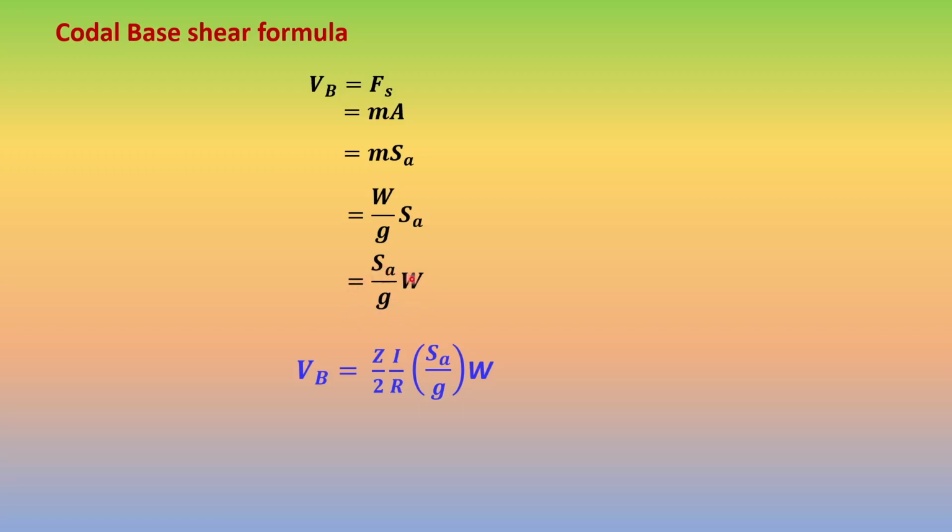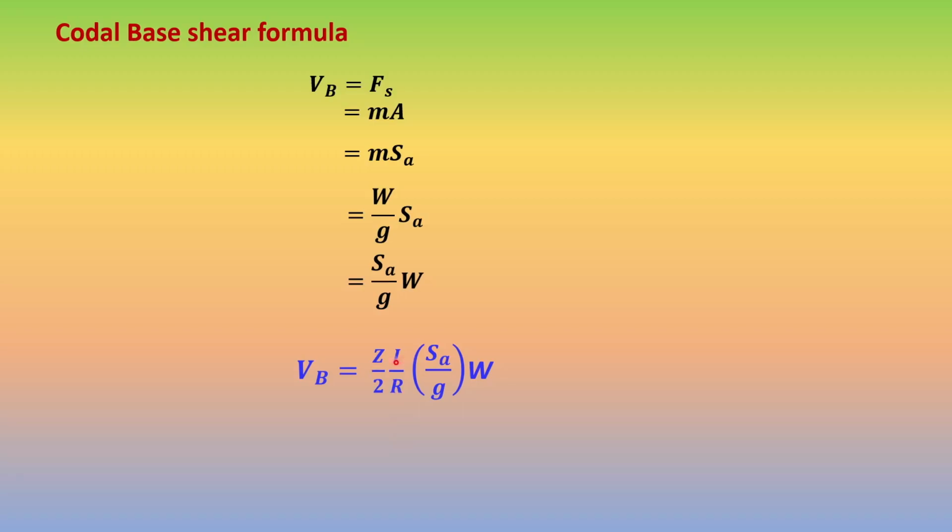This basic equation has been modified by the code to accommodate other things. What are the things accommodated? Z is the zone factor, which gives the seismicity level of a particular area, so that one diagram and one formula can accommodate all areas in the country, in India. So Z takes care of those zones.